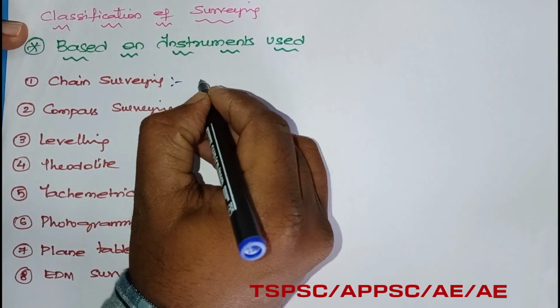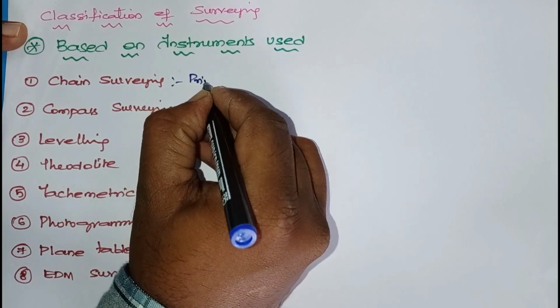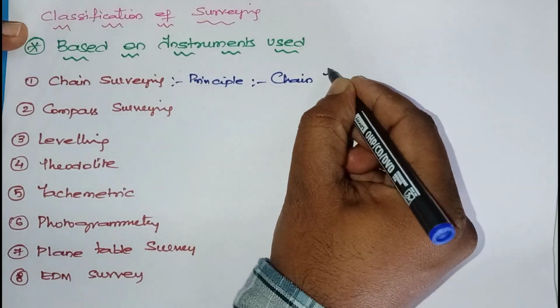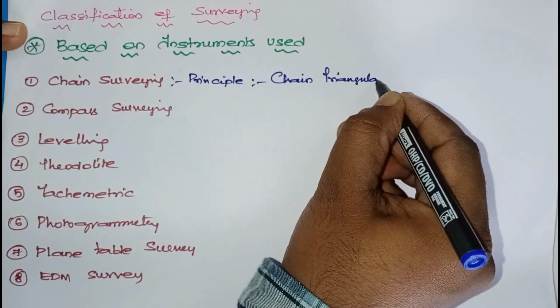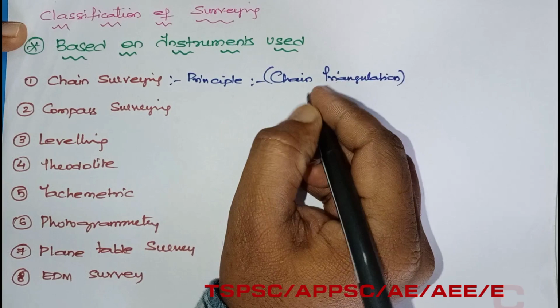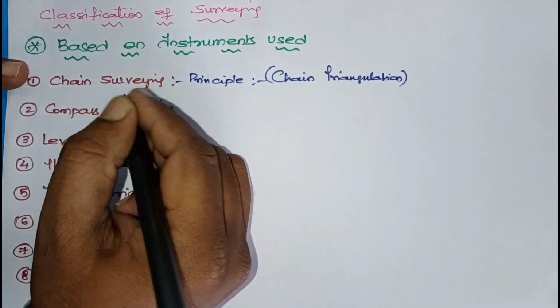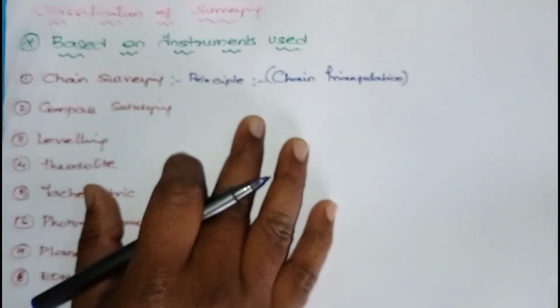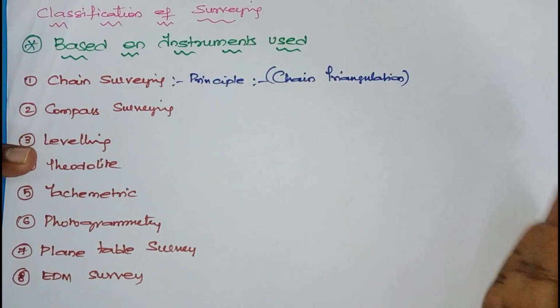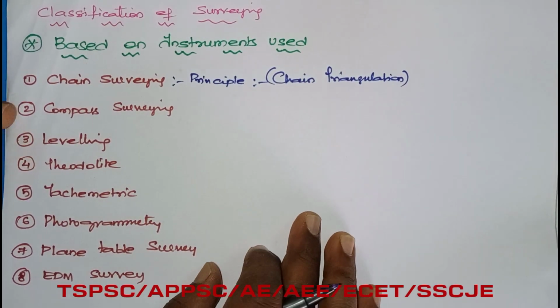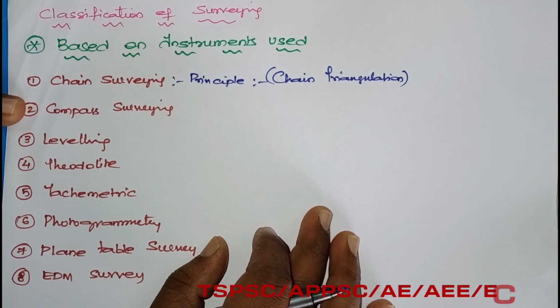Next, now what is this? Chain surveying means the principle of chain surveying. The principle of chain surveying is chain triangulation. What is that? Chain triangulation means dividing the area into a number of triangles. We'll see in depth while doing the chain surveying topic. Suppose some area is there, based upon that area we'll divide it into a number of triangles. Based upon that only we are going to do it, right?